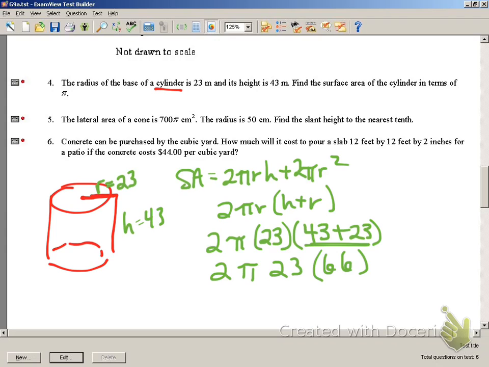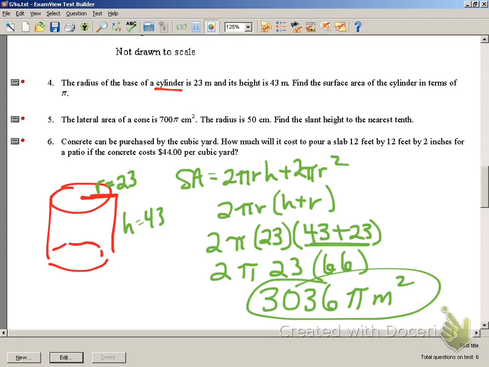I will then multiply it by 2 times 23 times 66. So that's 3036 pi, and our dimensions were meters, so it's square meters. So that's how we find surface area for number 4, the cylinder.